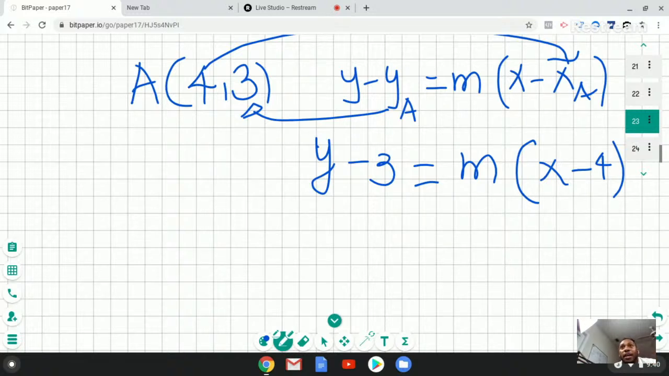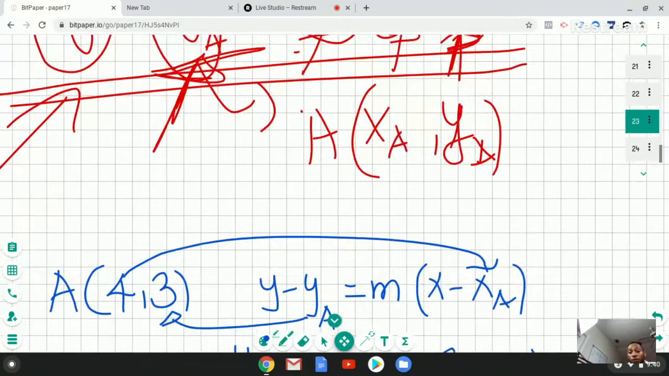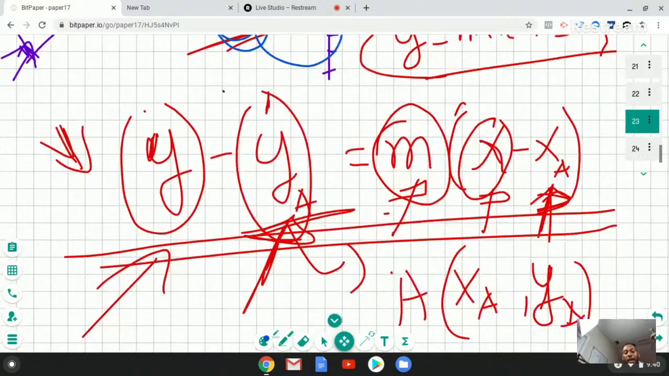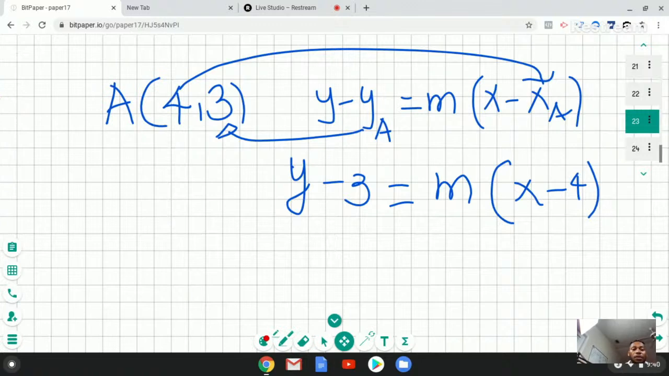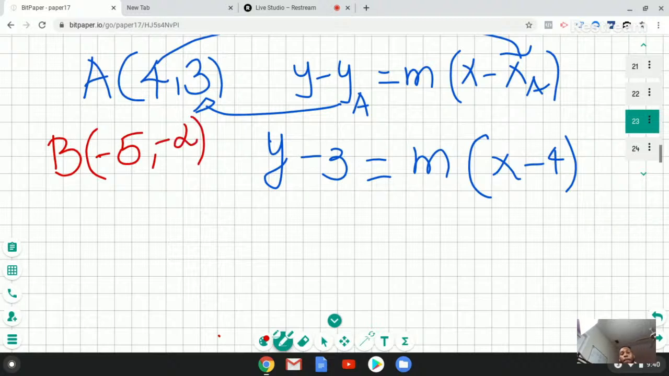So how do we find the slope of the line? So easy, right? We know the point A has coordinate 4, 3. The point B is the coordinate of the point B is what? -5, -2. Okay. Based off of that, this is A, and we know B, with x equal to -5 and y equal to -2. Now, to find the slope m, what do you do?